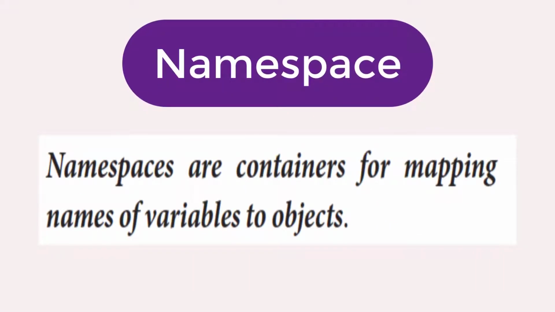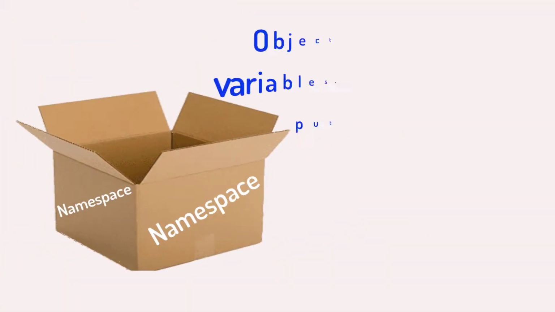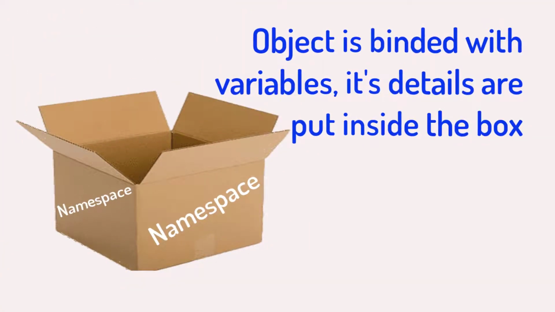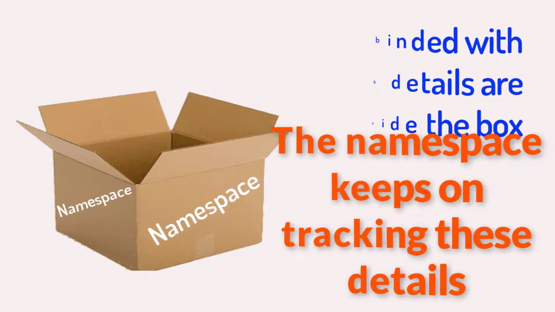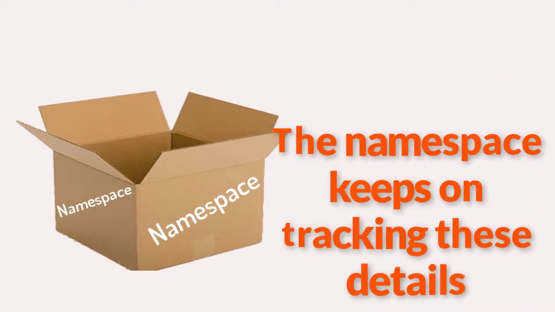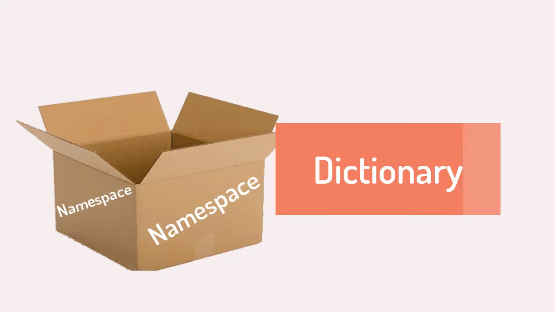Namespaces are containers for mapping names of variables to objects. Just imagine a namespace as a box or container. Whatever object is bound to a variable, its details are put inside the box. The namespace keeps on tracking these details. In our book, namespaces are compared to a dictionary.